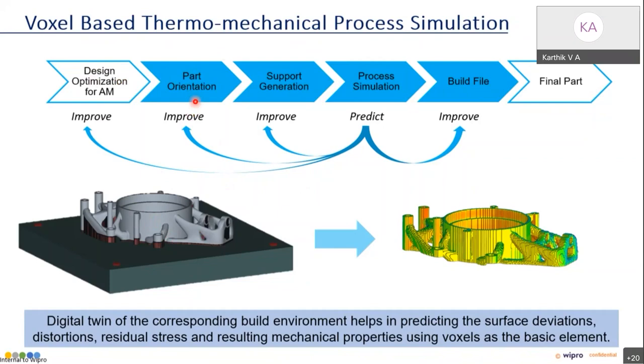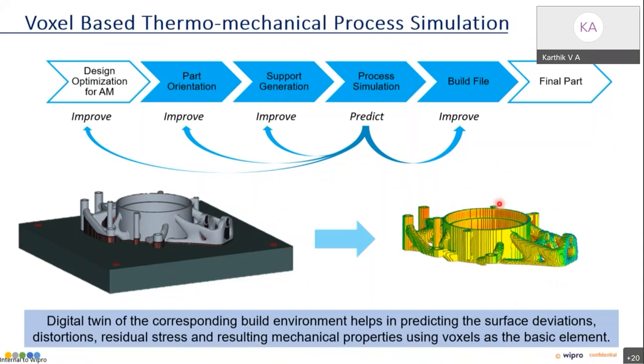Once the orientation has been finalized, we go to support generation, where we generate the various support structures and see if the support structures are adequate for a successful build or not. Once the support generation has been done, we move forward with what is called the process simulation. We basically do a thermomechanical process simulation to see if the build will be successful. Are there any chances of failures and things of that nature?